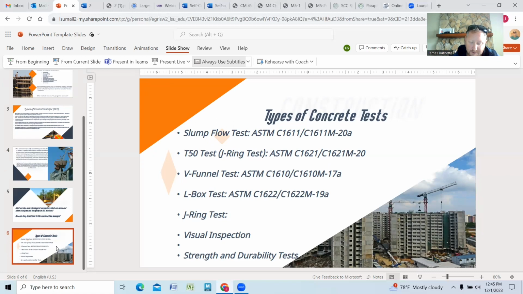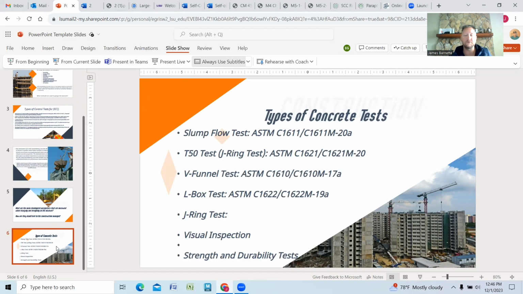The J-ring test is utilized to evaluate the flowability of self-compacting concrete in the presence of densely packed reinforcement. The L-box test assesses the flowability of self-consolidating concrete in constrained areas and around obstacles.